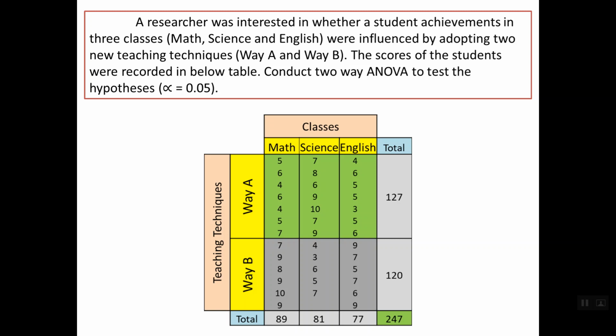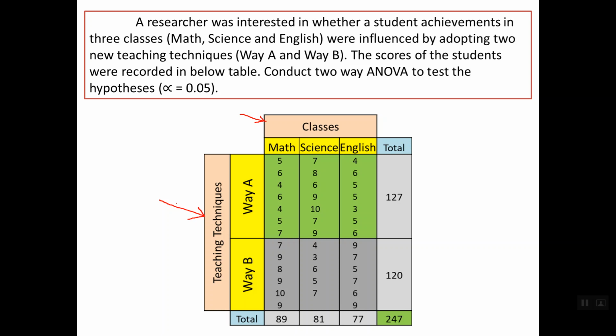Of course, I will do it manually by hand. So, in this test, we have two factors. The first one is the teaching techniques. We have two ways, way A and way B, so we have two levels for this factor. And for the second factor, we have the classes, and this factor has three levels.